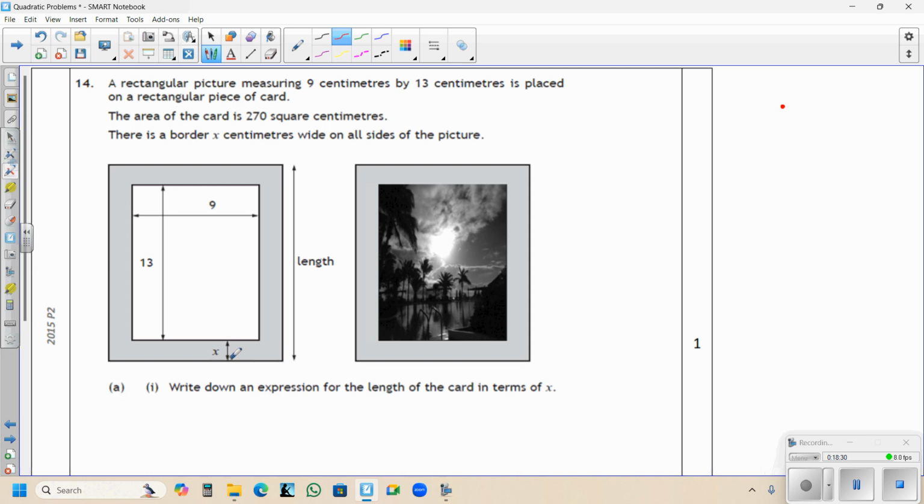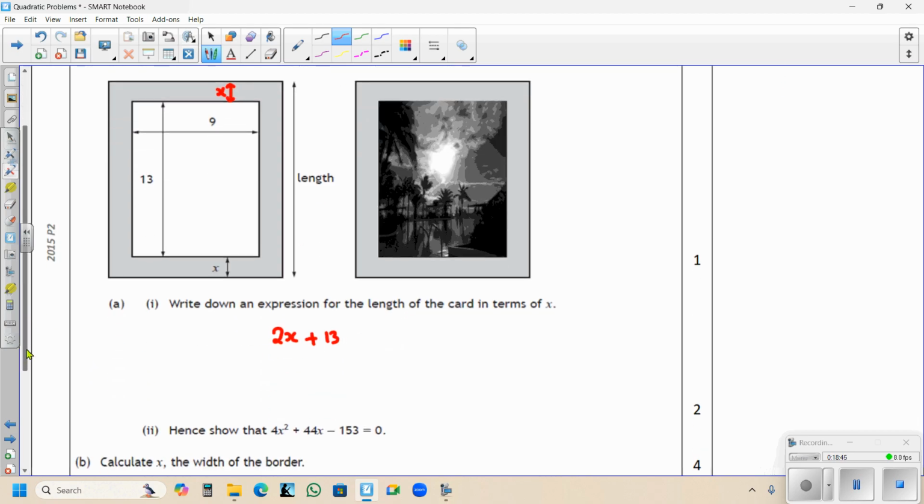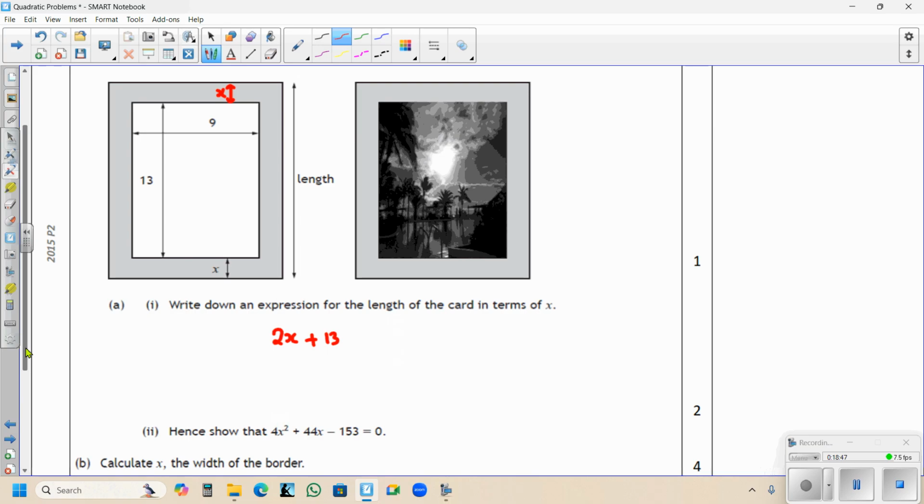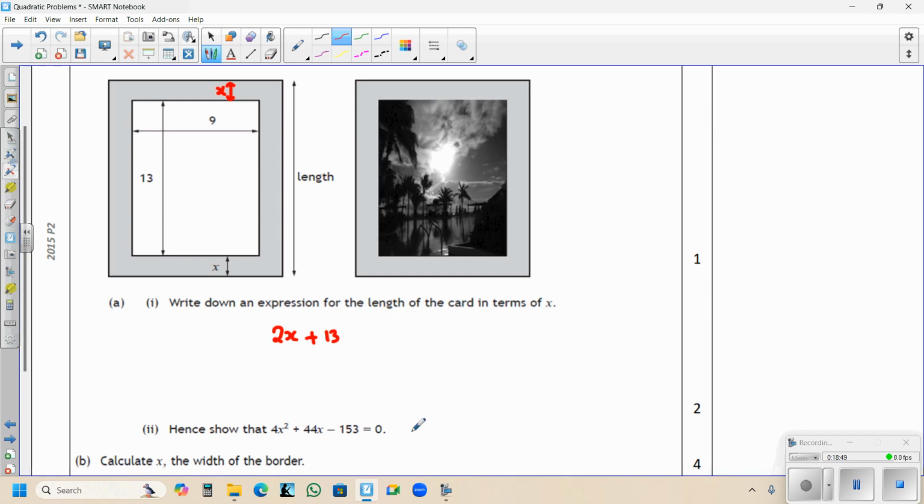Now, I know that the wee bit's x, but I also know that this bit's x. So we want to know what the length is. It's x plus 13 plus another x, so it's going to be 2x plus 13. That's for 1 mark.